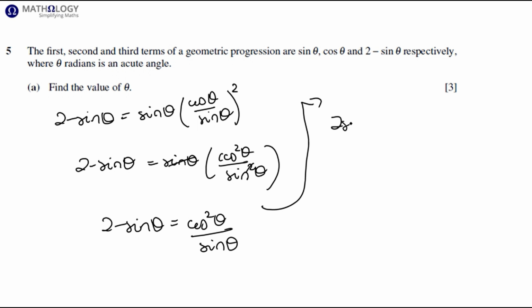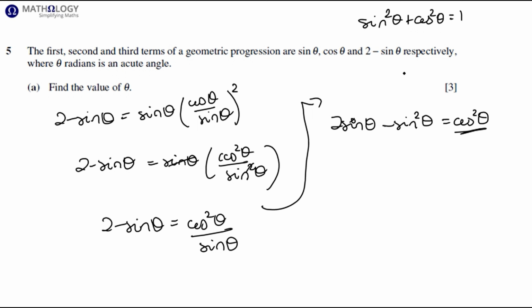I'm now going to multiply every term by sine theta to get rid of that denominator. So we'll have 2 sine theta minus sine squared theta equals cos squared theta. Now it may seem instinctive to write sine squared in terms of cos squared, or cos squared in terms of sine squared, through the square identity. You can do that if you wanted everything in terms of sine. You would express cos squared theta in terms of sine squared theta, because you have sine in all the terms on the left hand side.